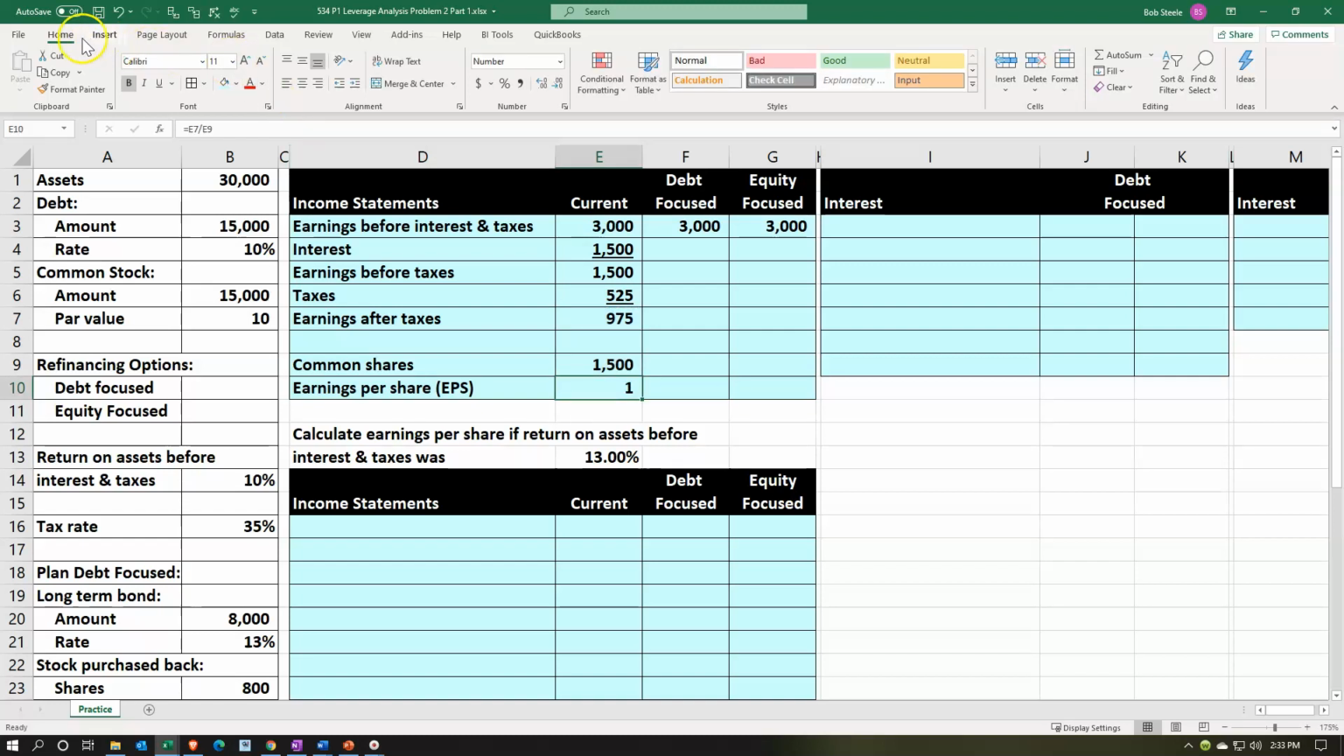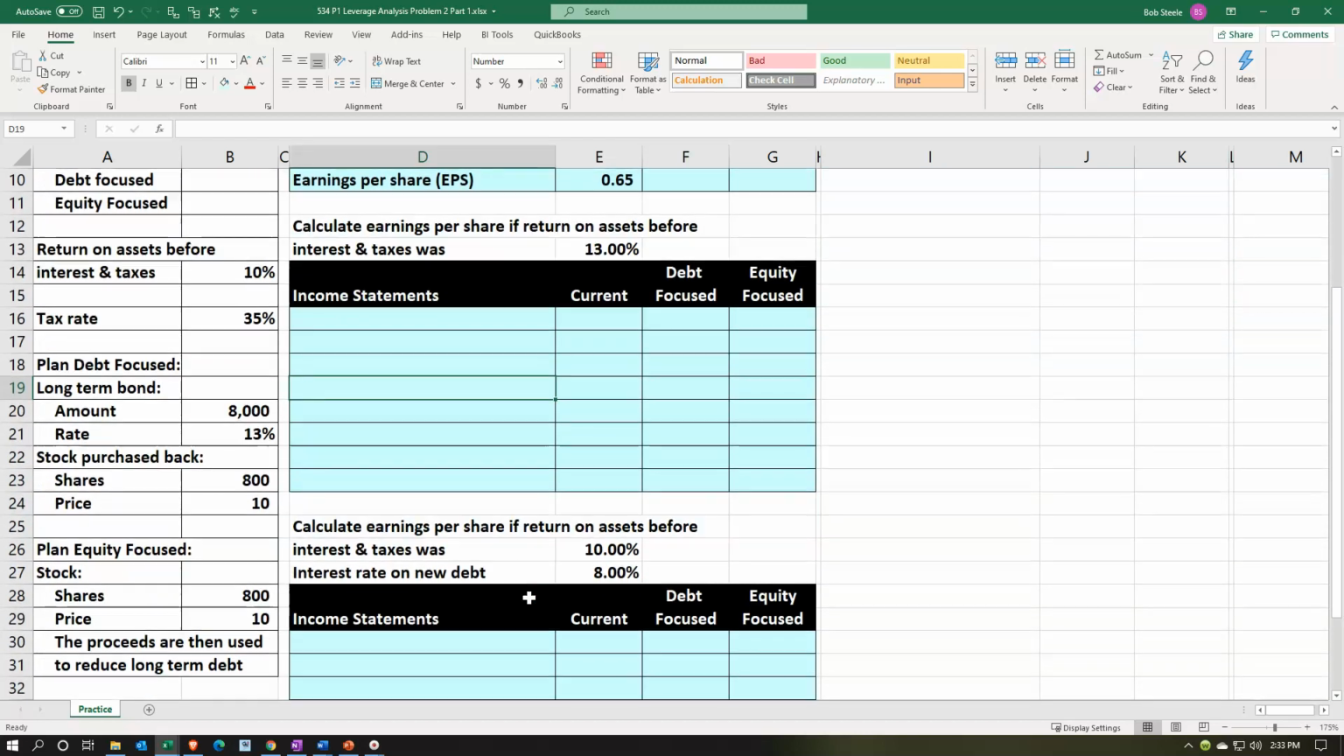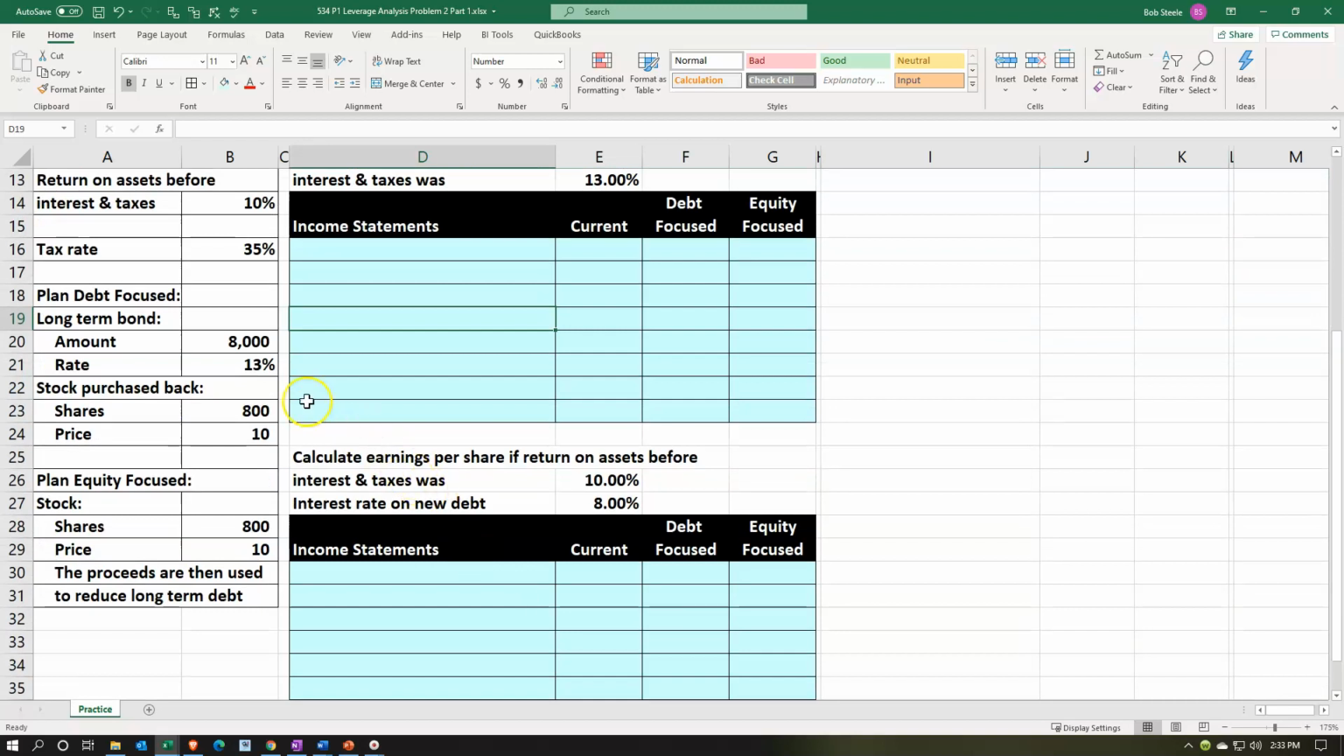Let's add some decimals. Home tab, number group, adding decimals. We could keep going. I'm going to stop at 2. So starting point, 0.65 earnings per share. What if we do this refinance with the debt focus? What's going to happen to the earnings after taxes and the earnings per share? If we think about the debt plan down here, we're going to be getting $8,000, and it's going to have a fairly high interest rate, the 13%, and use that to buy back some of the stocks.